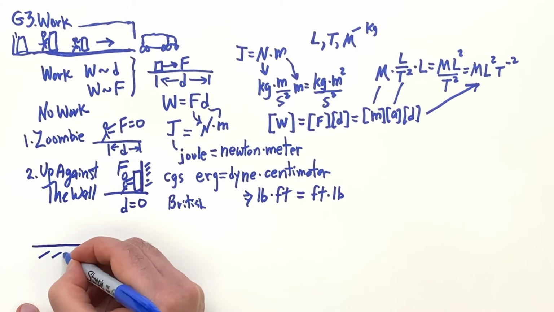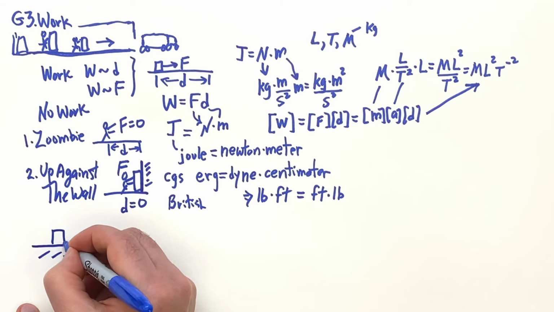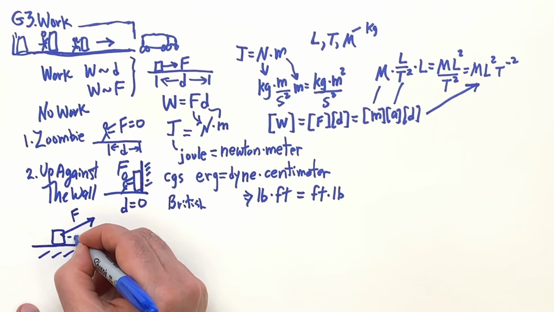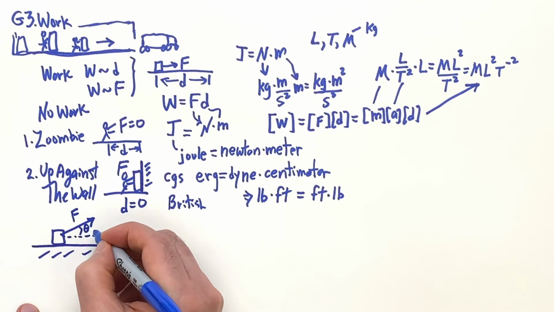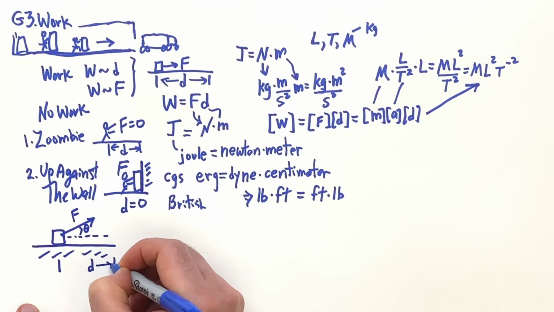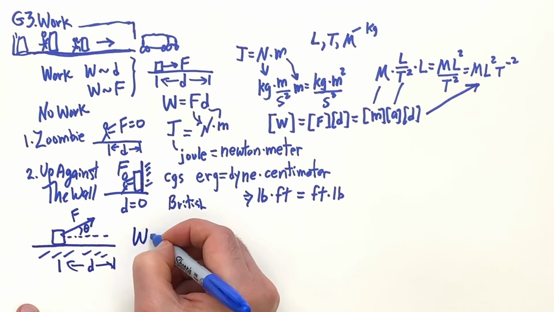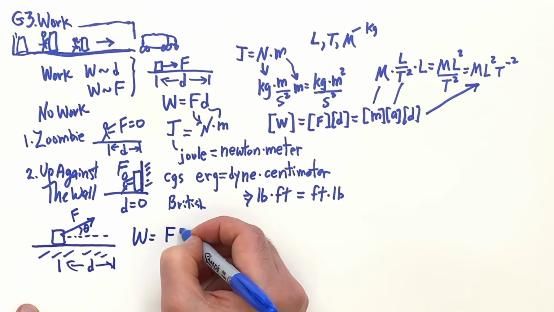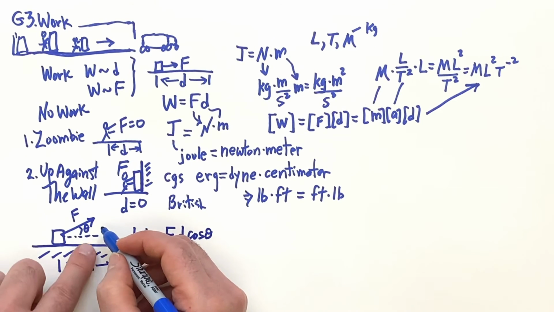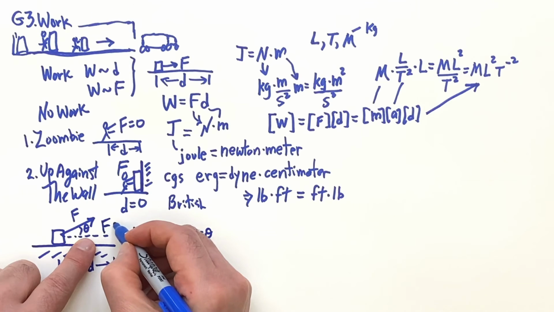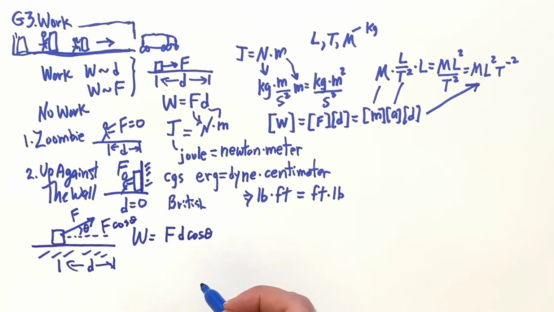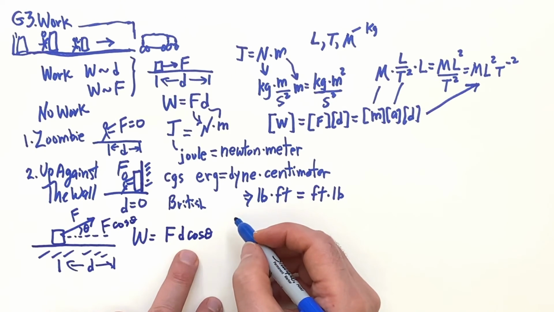Now what happens if we have the mass and we're applying the force at an angle like this, theta, and then we're going to move a distance d? Well, the definition of work now is force times d times cosine of theta. In other words, you take the component of force here, you take the force times the cosine of theta, that's the force in the direction of motion, and use that. So this is the formal definition.